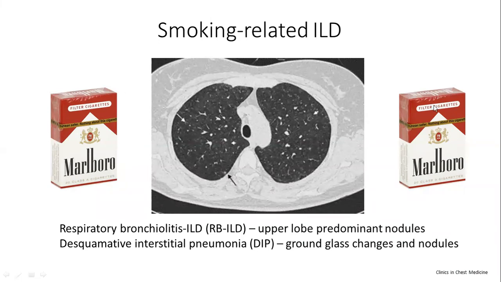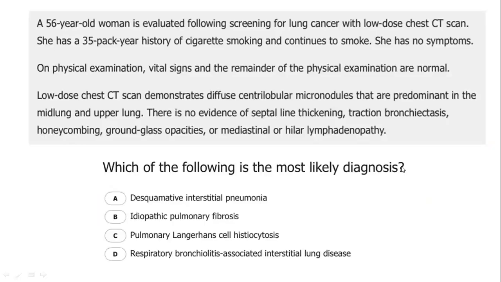And I put these here to remember because when I was growing up, my mother smoked Marlboros. And so when I was in fellowship trying to remember this, I thought of the RB as standing for red box, because that was the Marlboros. So this is associated with smoking. My mother quit smoking. Thank you.